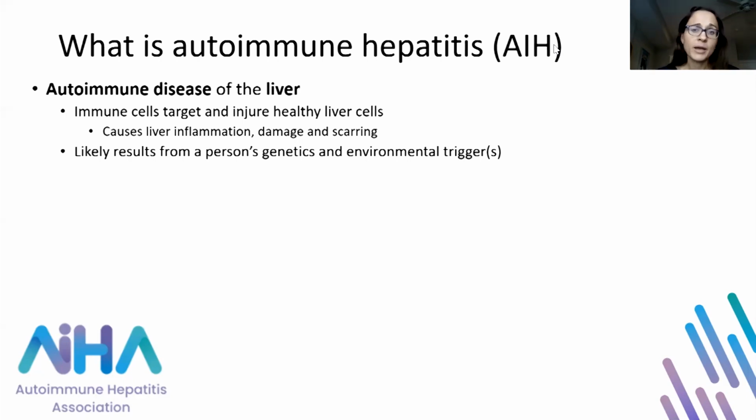We think that autoimmune hepatitis, or AIH, results from a person's genetics. So there's something inherent to these patients that predisposes them to autoimmune hepatitis. And then there's possibly one or maybe more environmental triggers that, in combination with the genetics, lead to autoimmune hepatitis.